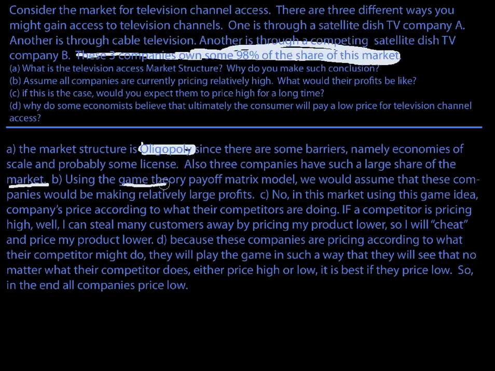Oh, here we go. The game theory payoff matrix model. So when you get the oligopoly question, this is the thing I'm expecting you to use, this game theory payoff matrix model. We'd assume that these companies are making relatively large profits since they are all pricing high, right? Three different ways. Let's see. What would you expect them to price high for a long time? What would be the profits currently or relatively high? So I'm trying to get you to think of that payoff matrix.